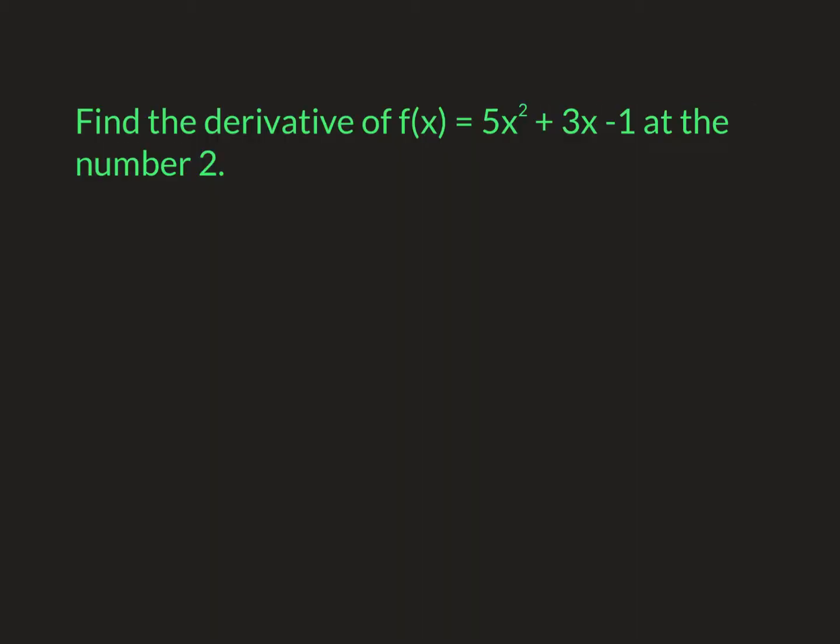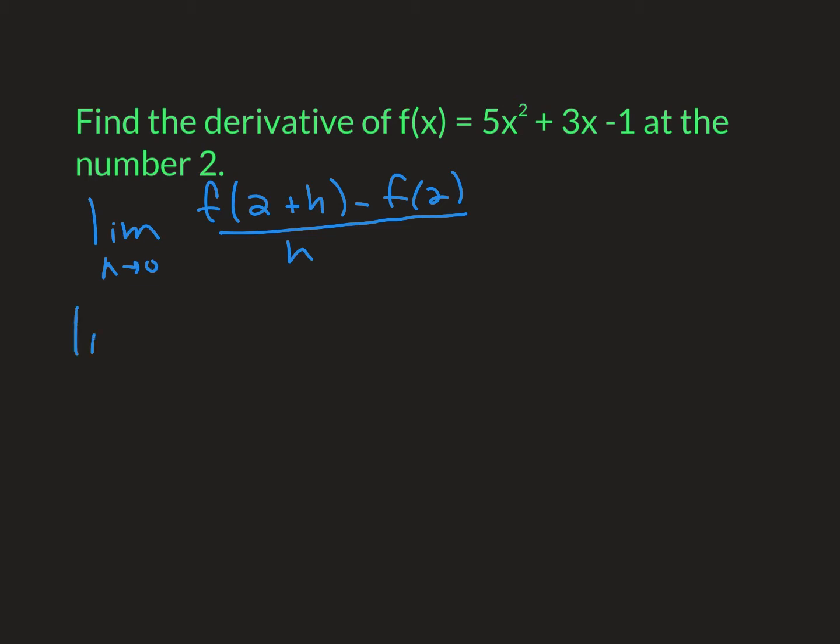All right, find the derivative of f of x equals 5x squared plus 3x minus 1 at the number 2. So what I'm basically going to do here is set up the limit as h approaches 0 of f of 2 plus h, since 2 is my x, instead of x plus h, minus f of 2, all over h. I'm just going to work that thing out.